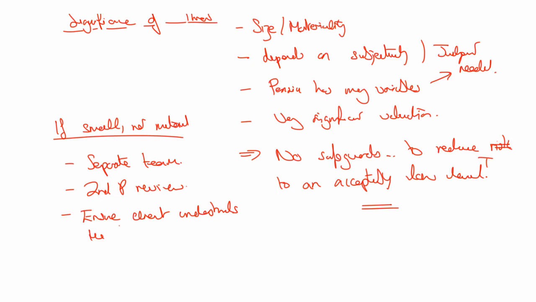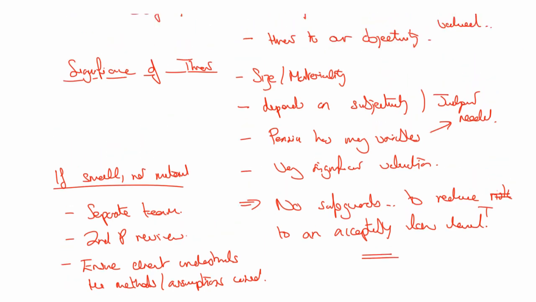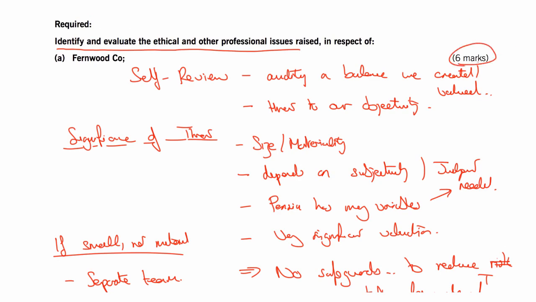because they're responsible in the end for this figure. They need to understand how we've come to the figure, so they understand the methods that we use, the assumptions that we use. They are ultimately responsible. Okay, and of course you need to make sure that we have got the skills necessary to do it. So the way we went about that, again, we explained the threat, we looked at the significance of the threat, and then we looked at possible safeguards that we could use. And that's how you go about getting your 6 marks, folks.